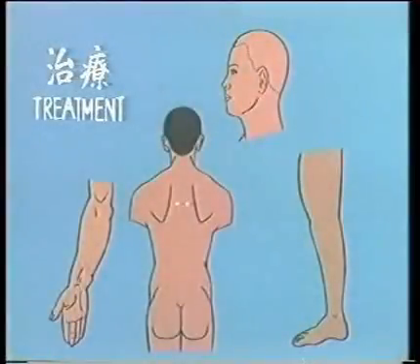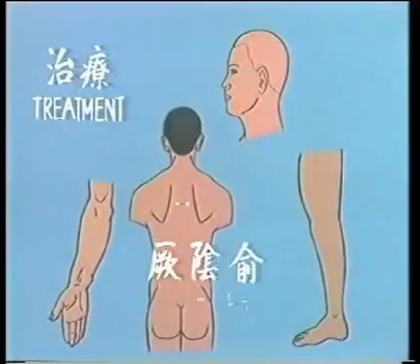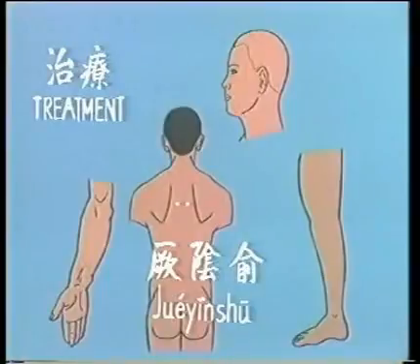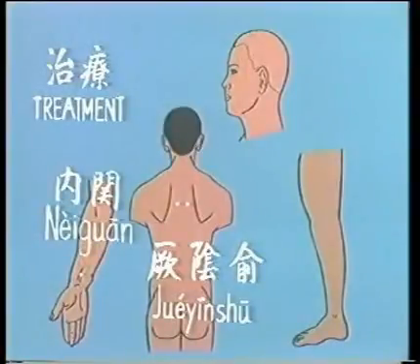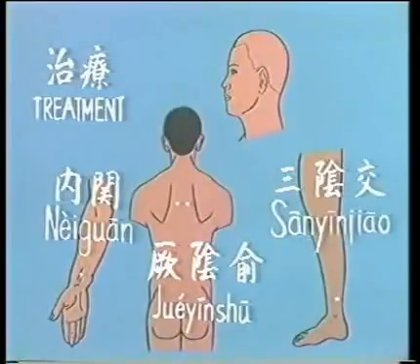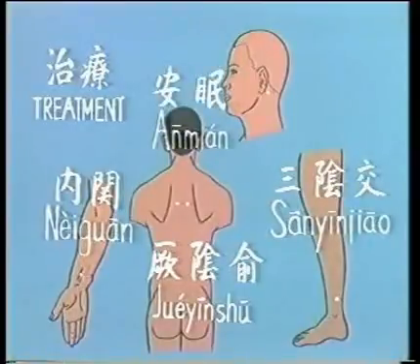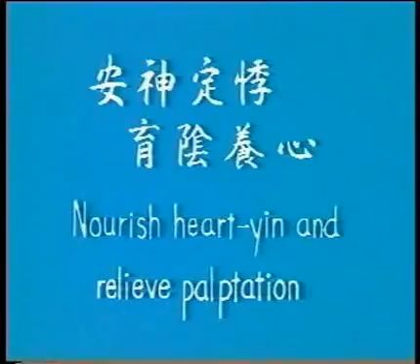Treatment: Jueyinshu, Bladder 14, Neiguan, Pericardium 6, Sanyinjiao, Spleen 6, and Anmian, extra point. This prescription can nourish heart yin, calm the mind, and relieve palpitation.